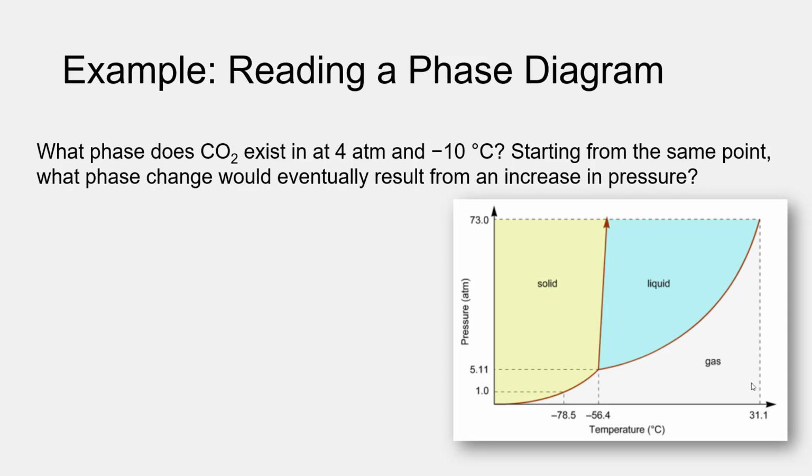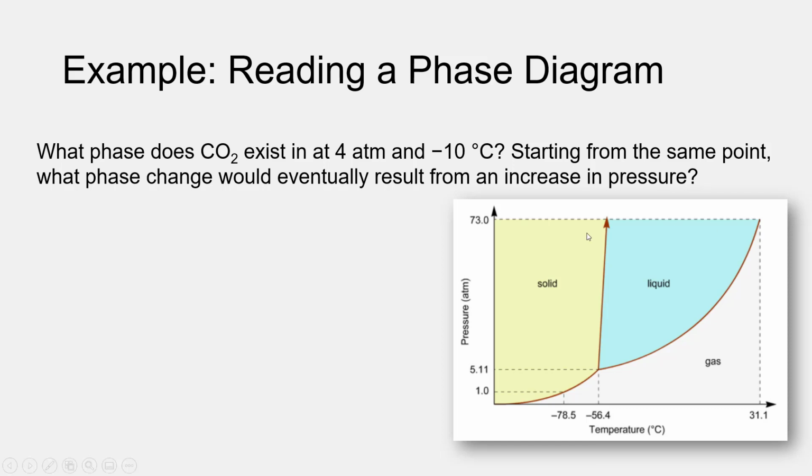We're asked what phase carbon dioxide exists in at 4 atmospheres and negative 10 degrees Celsius. If we start from the same point, the same temperature and pressure conditions, what phase change would eventually result from an increase in the pressure?